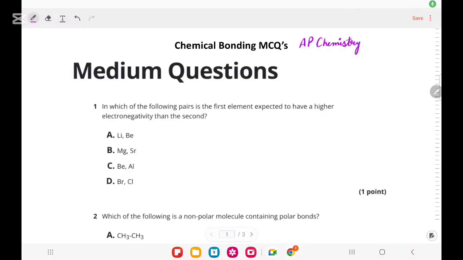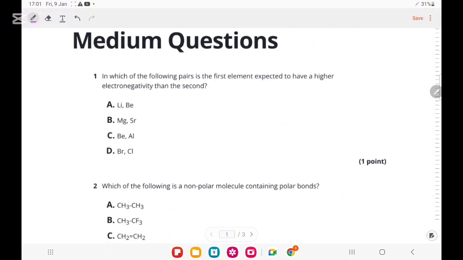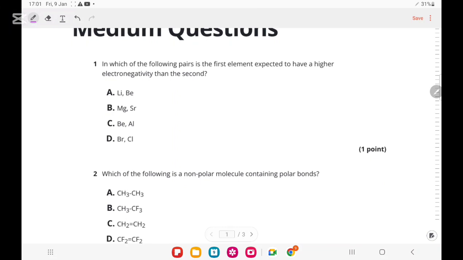We are going to attempt the past paper questions related to chemical bonding. First of all, we have a question: in which of the following pairs is the first element expected to have a higher electronegativity than the second one?